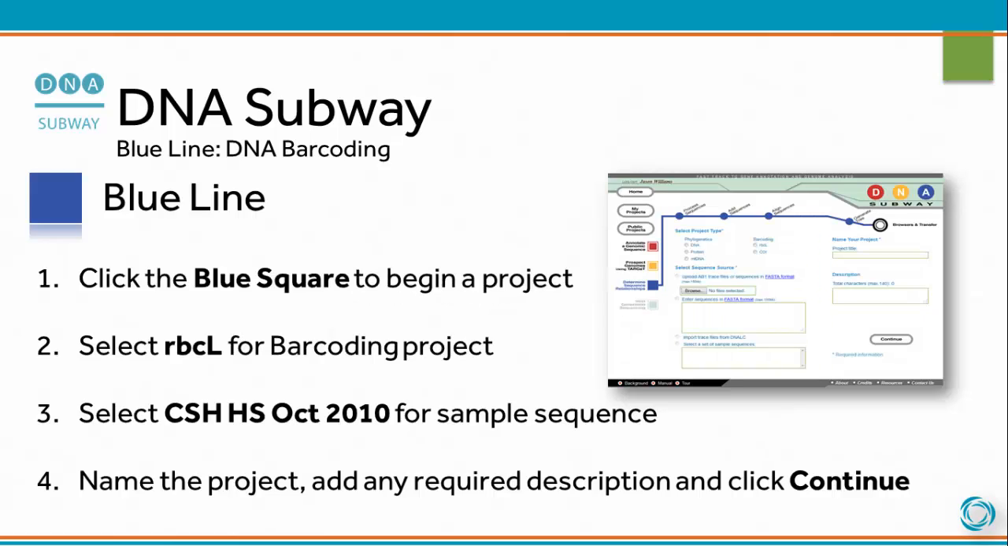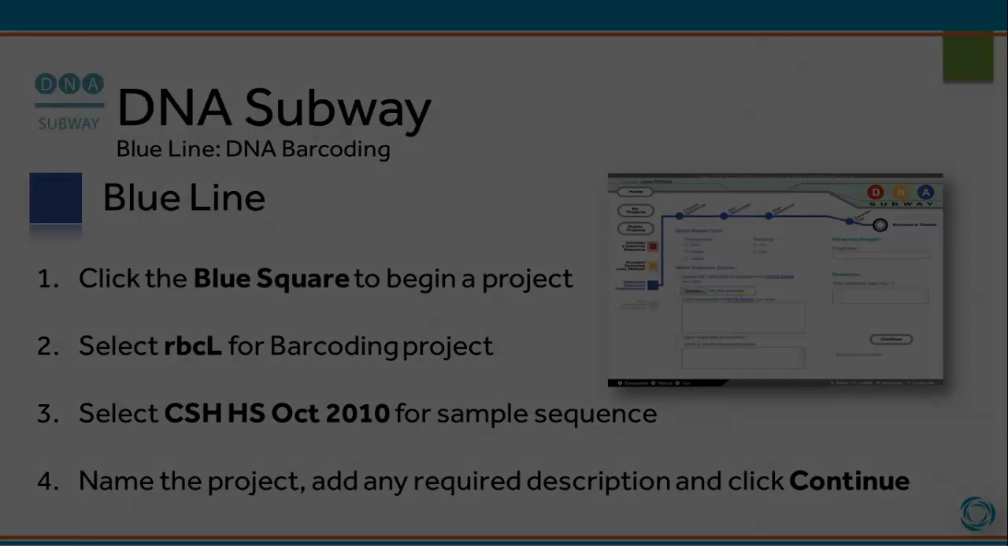Click the blue square to begin a project. Select RBCL for barcoding project. Select CSH High School, October 2010 for sample sequence. Name the project, add any required description, and click Continue.